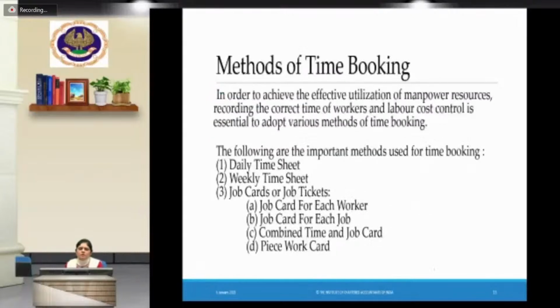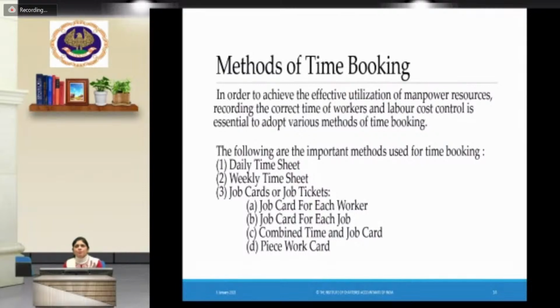All right. So methods of time booking, again, we can keep a timesheet, or we can keep a weekly timesheet, or we can keep a job card for that employee. So everywhere the employee is going for a particular job, his time will be recorded. Let us say the employee has worked on job A for 2 hours, job B for 2 hours, and job C for 3 hours. So a job card is maintained, and an employee card can also be maintained. So it can be recorded two ways, either employee card or job card.